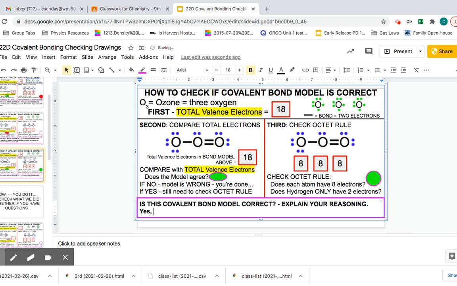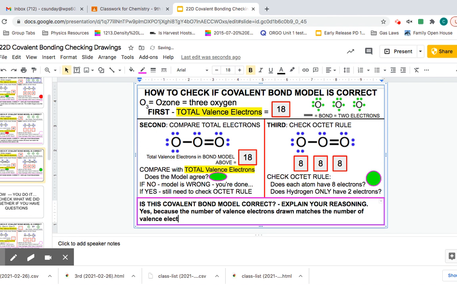And so is this covalent bond model correct? Yes. And explain your reasoning. Because the number of valence electrons drawn matches the number of valence electrons, and the octet rule is satisfied. So if both of these are green, you're good. The model is correct. If one of them is red, it is wrong.